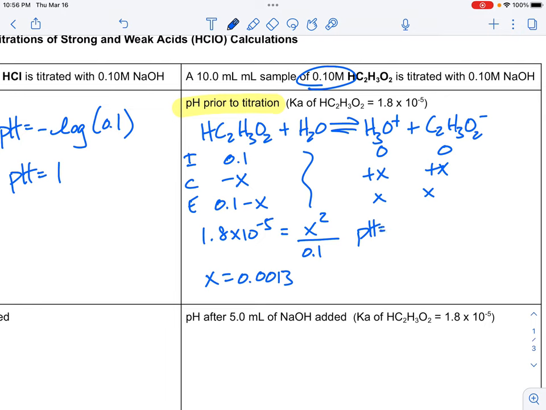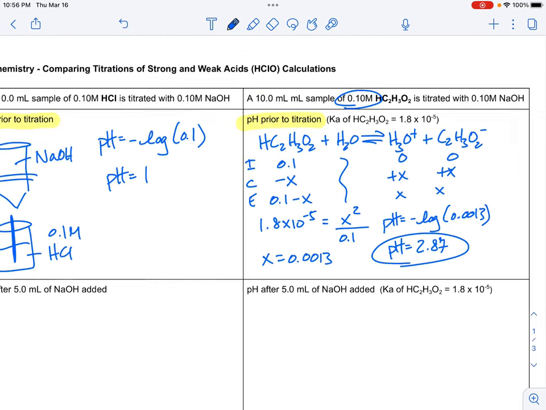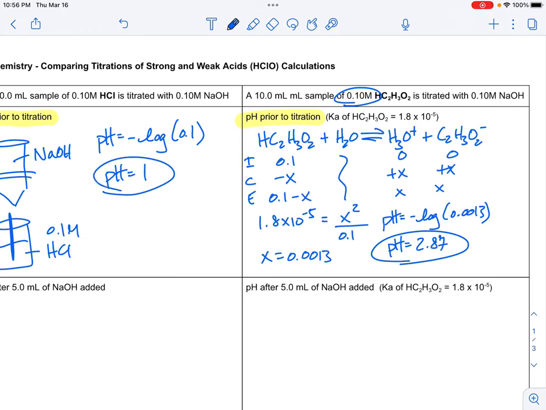so we can take the negative log of that to find the pH. So pH is going to be equal to the negative log of 0.0013. And so then our pH is equal to 2.87. All right. So comparing and contrasting what our initial pHs would be on our pH scale: if it's a strong acid at 0.1 molar, pH of 1. If it was, in this case, a weak acid, it's going to be higher than 1. Depends on what your Ka value is, but it'll definitely be higher than 1 if it was 0.1 molar, which is what we see here.